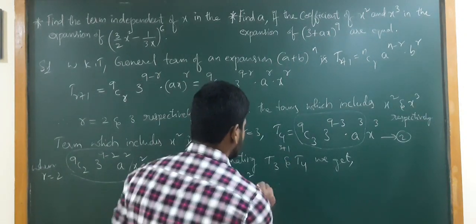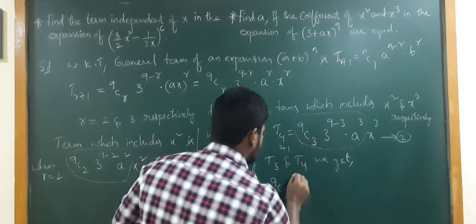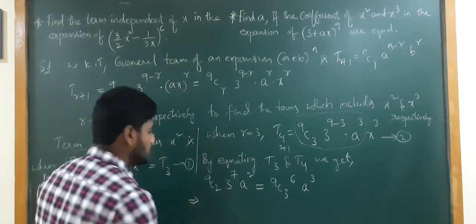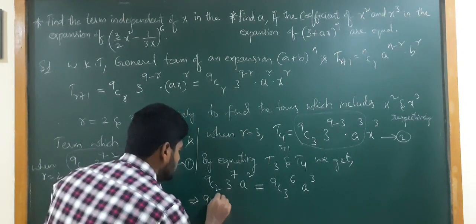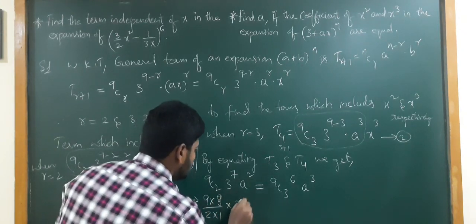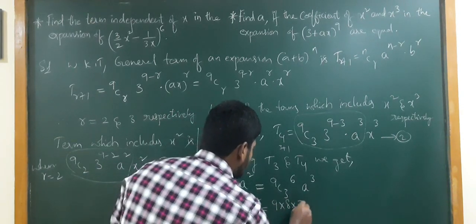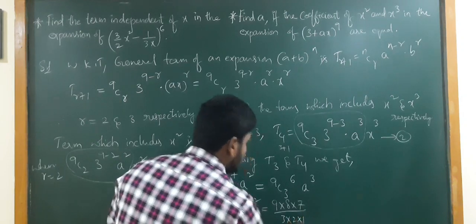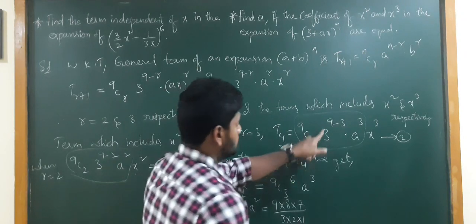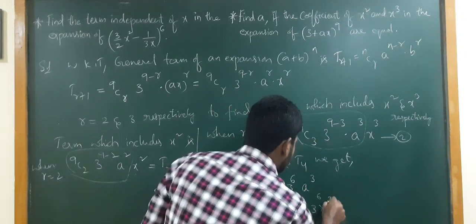Now when it comes to the RHS side, this is 9C3, 3 to the power of 9 minus 3 is 6, into a cube. So 9C2, how to find the 9C2 value? 9 into 8, 9 you decrease 2 times, again 2 into 1, into 3 to the power of 7 into a square equal to 9C3, 9 into 8 into 7 divided by 3 into 2 into 1. So this is a to the power of 3. See, this 3 power 6 also will be there. 3 to the power of 6 into a cube.